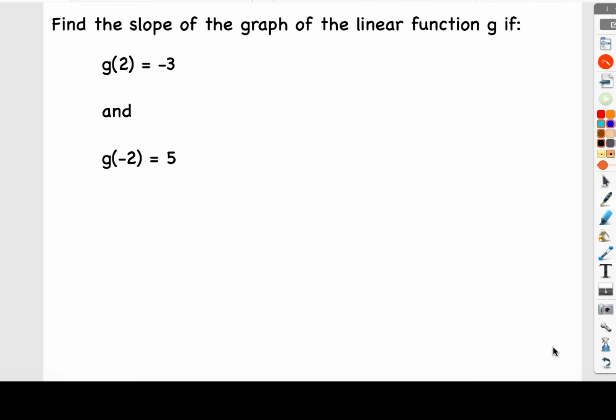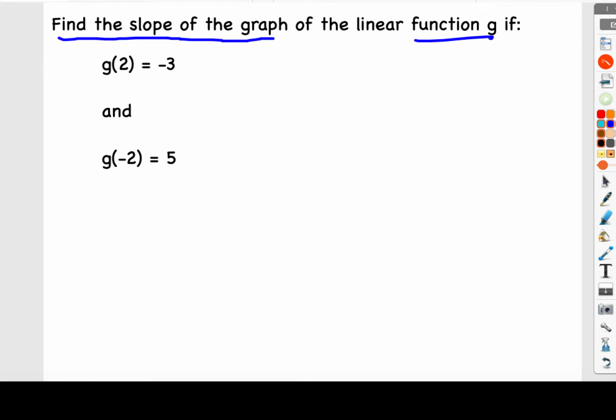All right, this is the second video of two talking about function notation. So you'll notice over here at the left, we've got a little bit of function notation given to us. It says g of 2 equals negative 3 and g of negative 2 equals 5. What we want to do is find the slope of the graph of a linear function g, our function g here. So it's not f of x this time.